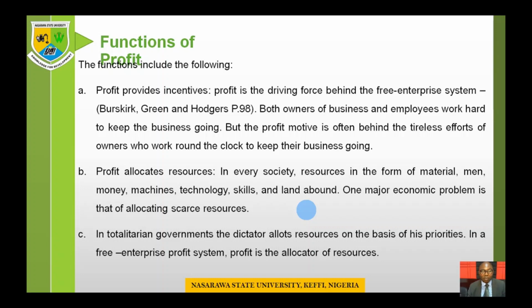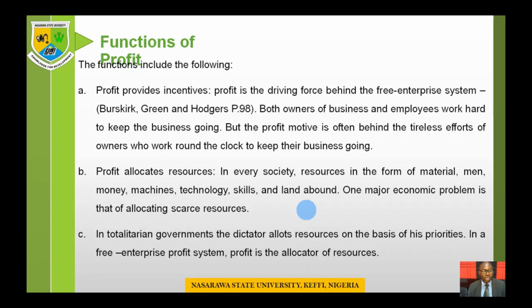Free enterprise system, that is a system that demand and supply dictates the tone of whatever is happening in the economy. They are driven by the forces of demand and supply. Both owners of business and employees work hard to keep the business going, but the profit motive is often behind the tireless effort of the owners who work round the clock to keep their business going.